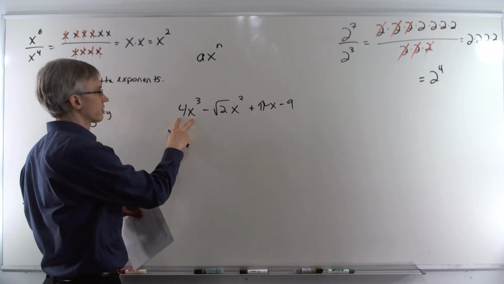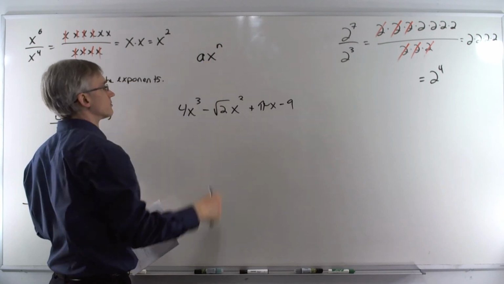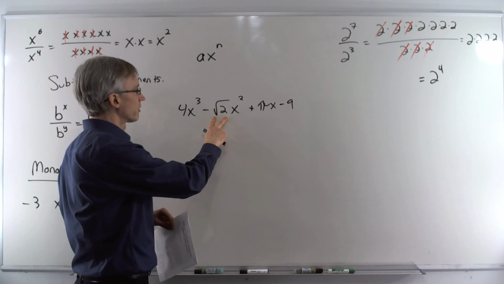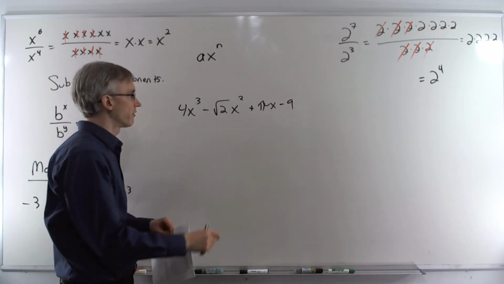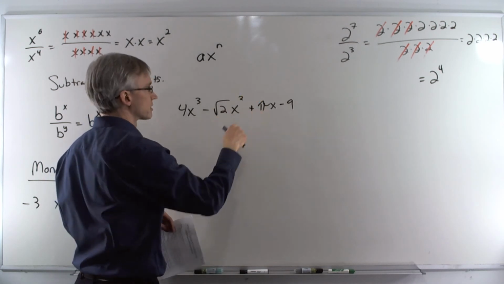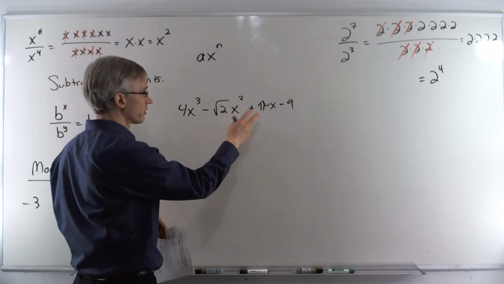So here's a standard term. Got the number, a is 4, and x to the third. Here the coefficient is actually a square root. That's fine, because this root is just a number. You can have any number here out front. We're only restricted by the exponents. The exponents themselves have to be whole numbers, positive whole numbers. But the coefficients can be anything.